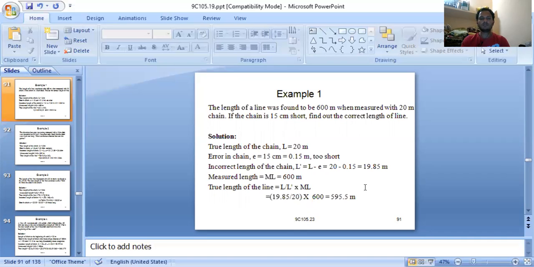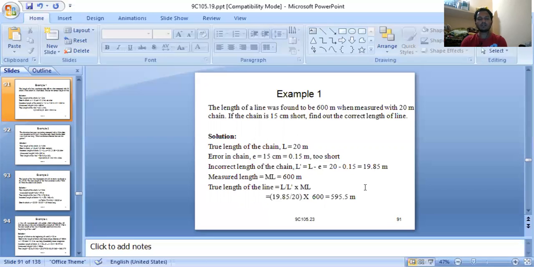The chain is 15 centimeter too short. It means it measures more value than the true length. So we have to find out the true length. Here it is telling that the chain is 15 centimeter too short, which means 0.15 meter too short.